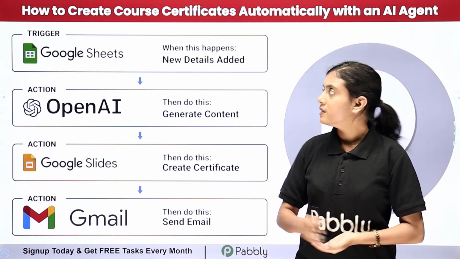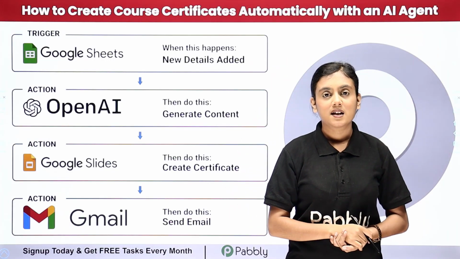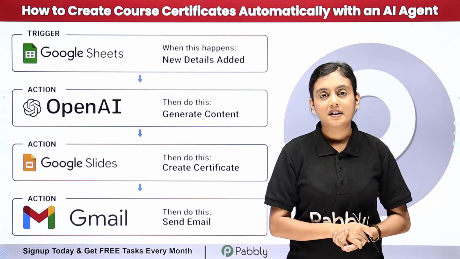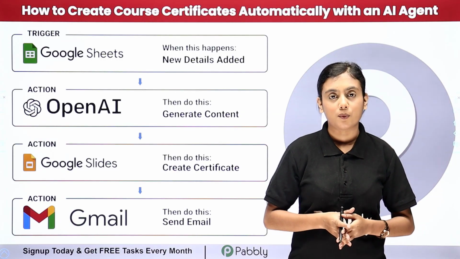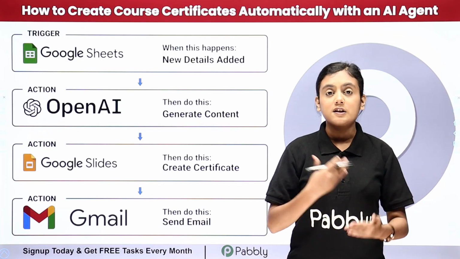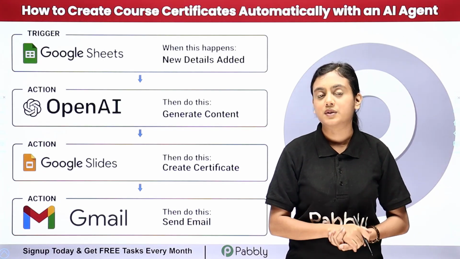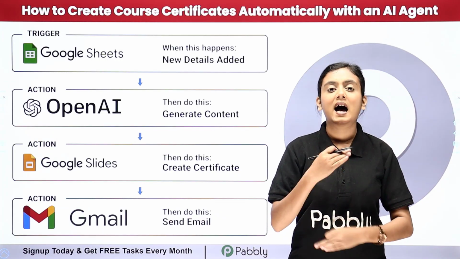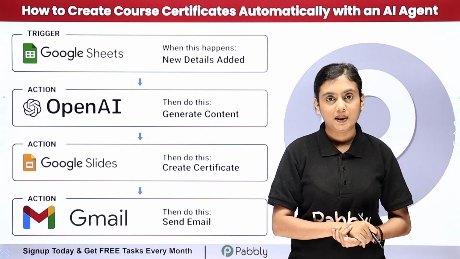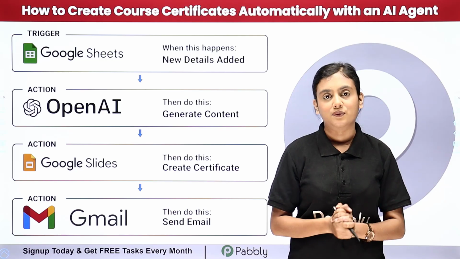In this video, we're going to learn how to create course certificates automatically with an AI agent. So I am an online course creator and I reward my students with personalized certificates according to their performance. Now creating all these certificates with the performance statement manually and sending it to each and every student is very time consuming and hectic. So for this process, I have created an AI agent using Pabbly Connect, which is going to do all of this for me without any manual efforts.